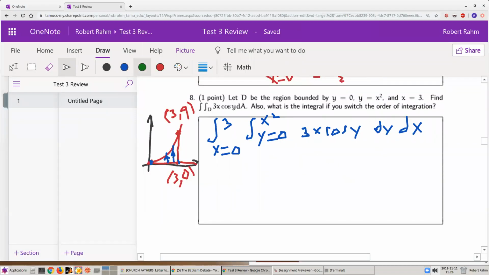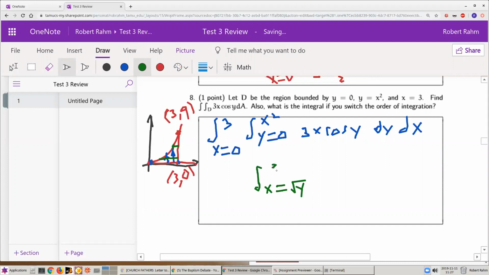So if we integrate the x integral on the inside, that means for a fixed value of y, we're going to go from the parabola to this line. So we're going to go from the curve y equals x squared to this vertical line x is equal to 3. So the inside integral, this is the x integral. So x is going to go from the square root of y to 3.